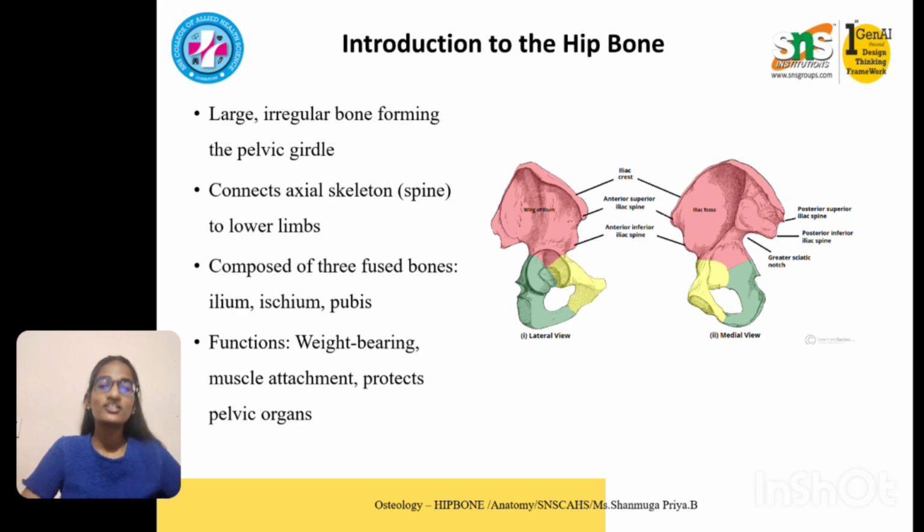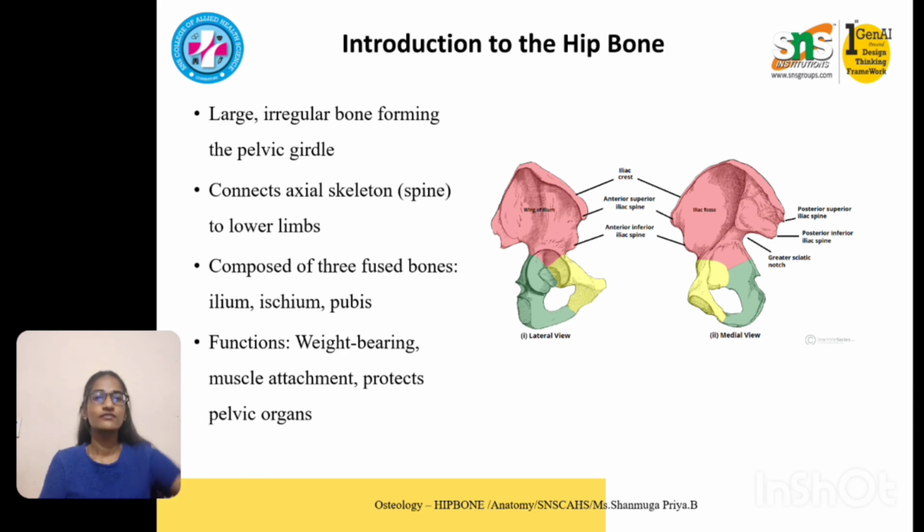Let's begin. The introduction to the hip bone: the hip bone is also known as the innominate bone. It is a large, irregular bone that forms the pelvic girdle. It connects the axial skeleton, which is the spine, to the lower limbs. It is composed of three fused bones: ilium, ischium, and pubis. Its main functions include weight bearing during standing and walking, and providing attachment points for muscles. It also protects the pelvic organs like the bladder and reproductive structures. Looking at the diagram on the slide, you can see the lateral and medial views highlighting these components.